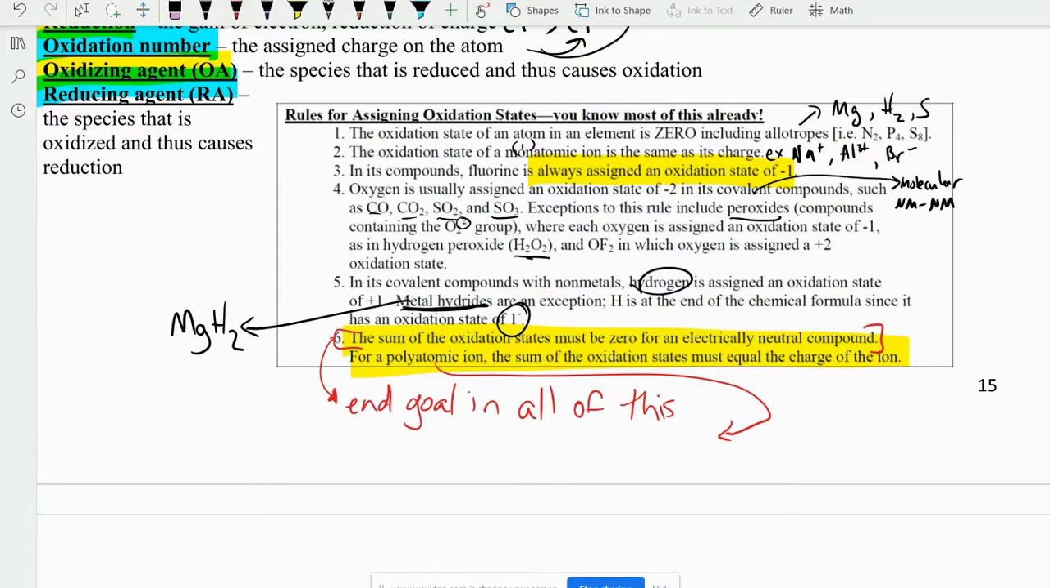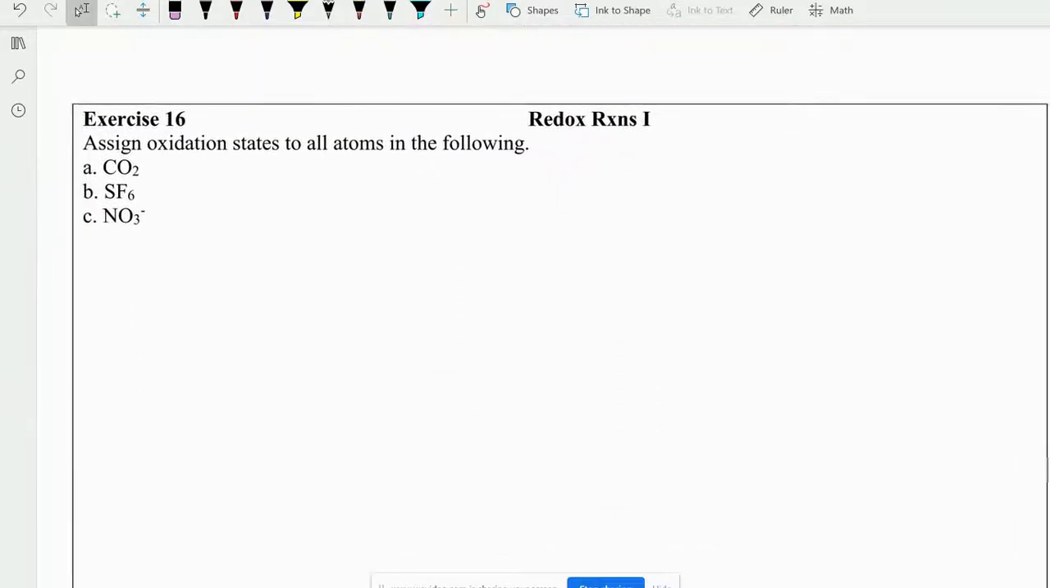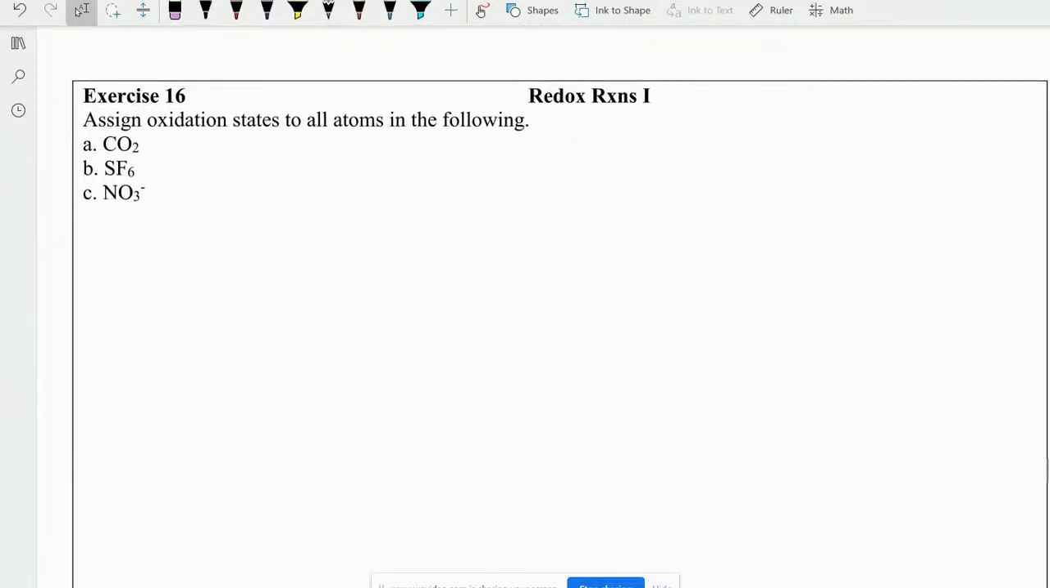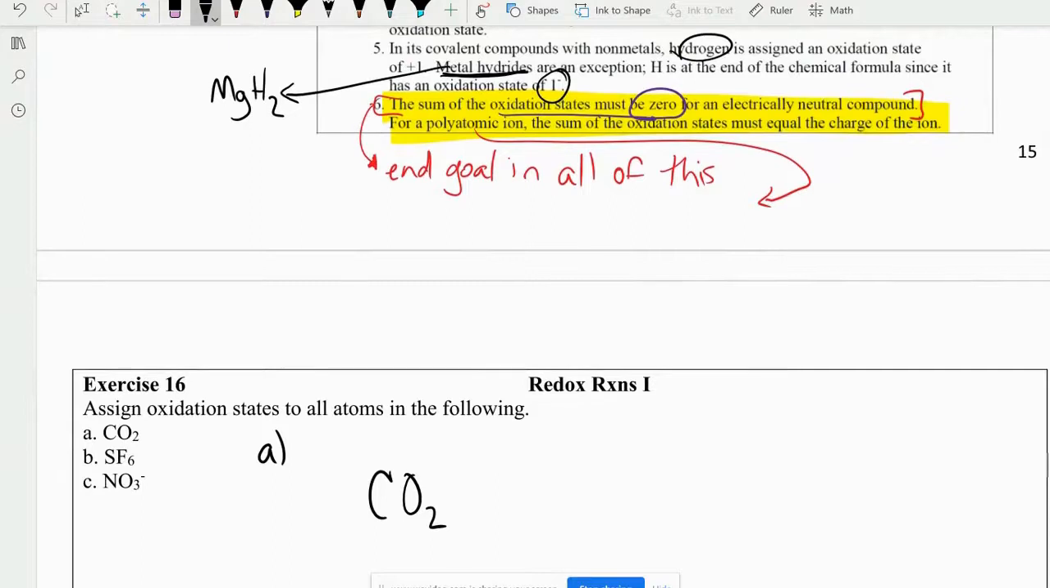Okay, so let's do some practice problems. We're going to do exercise 16 at the top of page 16. Let's take a look at the first one here, and it is carbon dioxide. I'm going to go ahead and write it with a little bit more space because I want to mark on it. Now, we have to figure out the oxidation states for each of the elements in this compound. And remember, the ultimate goal is, I'm going to scroll back up here, to look at number 6.